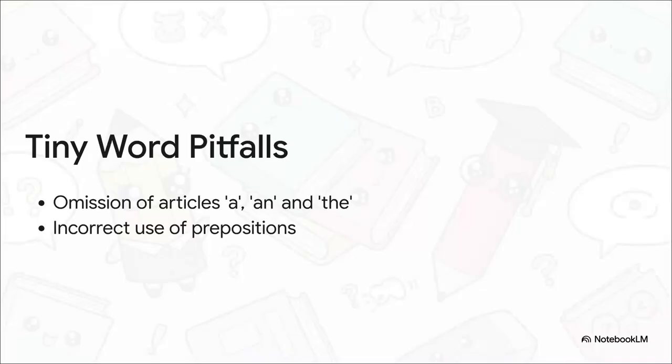Think about how often we drop tiny words when we're just speaking casually to our friends. However, in formal, written WASSCE English, dropping an article or casually using in instead of on completely compromises the grammatical accuracy of your work. These two pitfalls are subtle, they honestly hide in plain sight, but they are constantly catching candidates out and chipping away at their final score.